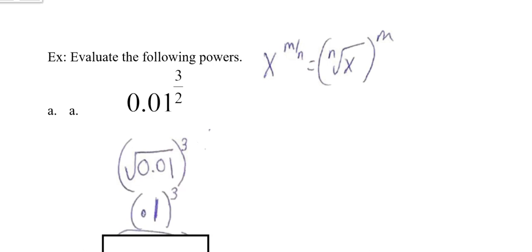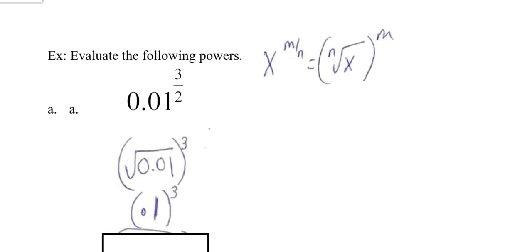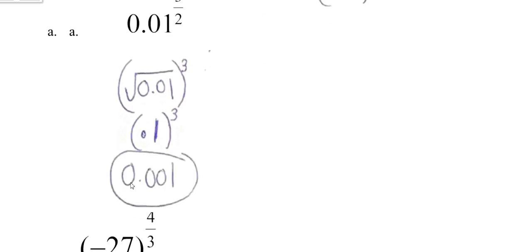You can type that in your calculator, that's okay. Now I want to cube that number, and I'm going to get 0.001. So you can use your calculator. First thing you're going to do is type in the square root of 0.01. You're going to hit the equals button, and then you're going to hit that y to the x button and make sure that your exponent is 3.